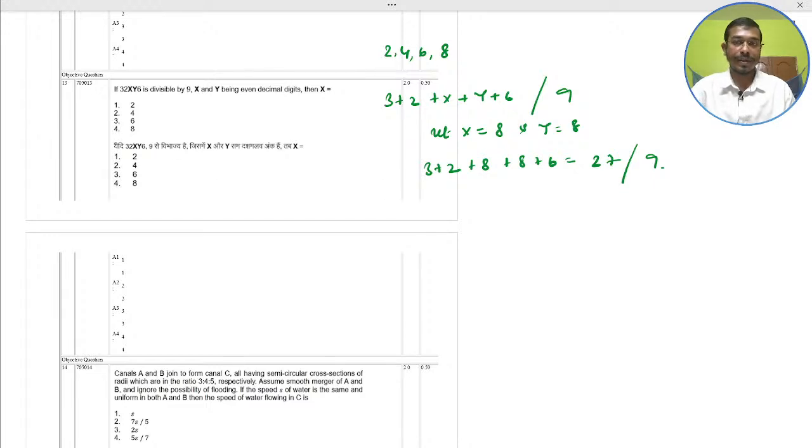So you just choose among the options 2, 4, 6, 8, and the answer would be 8. The answer is option 4. 8 would be the correct one, because if you choose 2, 4 and 6, they are not divisible by 9. Here the correct option would be 4. Answer 8. Next, go ahead.